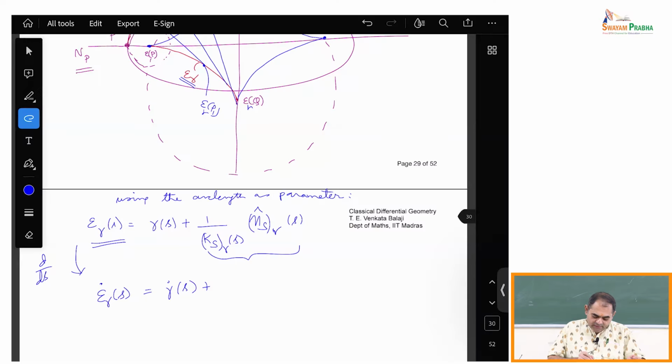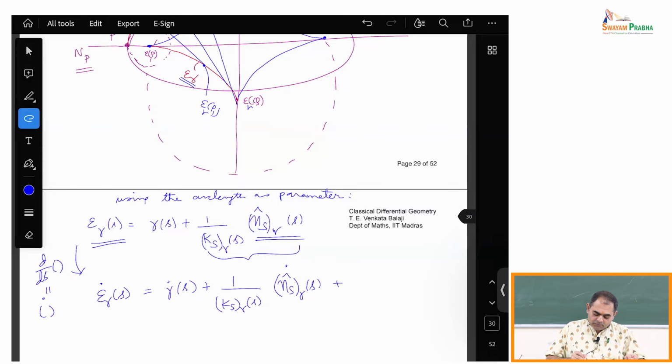And remember that the scalar comes on the left side. Scalar multiplication is on the left. So I will keep 1 by ks gamma of s as constant. Of course, whenever this is written, it is assumed that the signed curvature is not vanishing, otherwise I cannot write it in this form. And so I differentiate this, I will get ns sub gamma of s cap dot, where of course dot is applying d by ds.